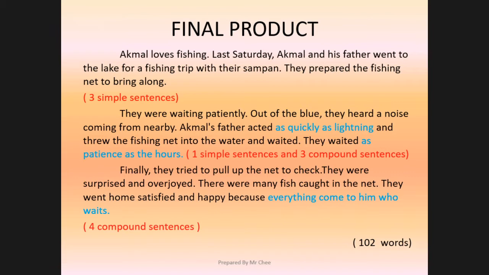The second paragraph. They were waiting patiently. Then we use the connector: out of the blue, they heard a noise coming from nearby. Akma's father acted as quickly as lightning and threw the fishing net into the water. Here we put the similes. You see the first simile, as quickly as lightning, we put in our second paragraph. They waited as patient as the hours. These are the second simile we put in our essay. In the second paragraph, usually I use one simple sentence and three compound sentences.